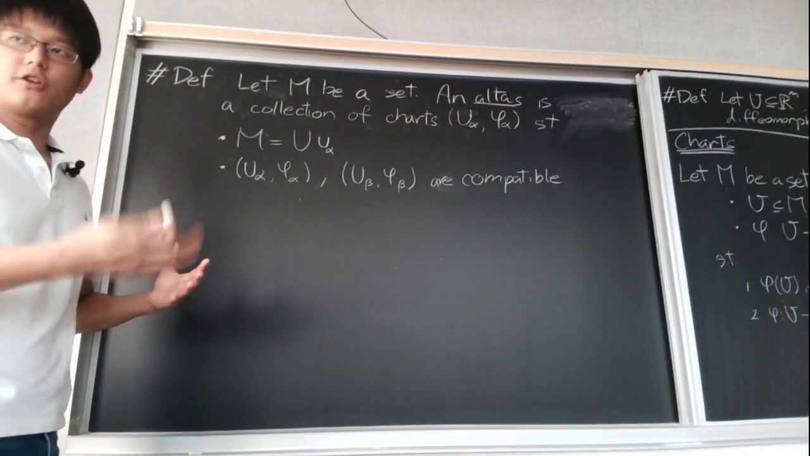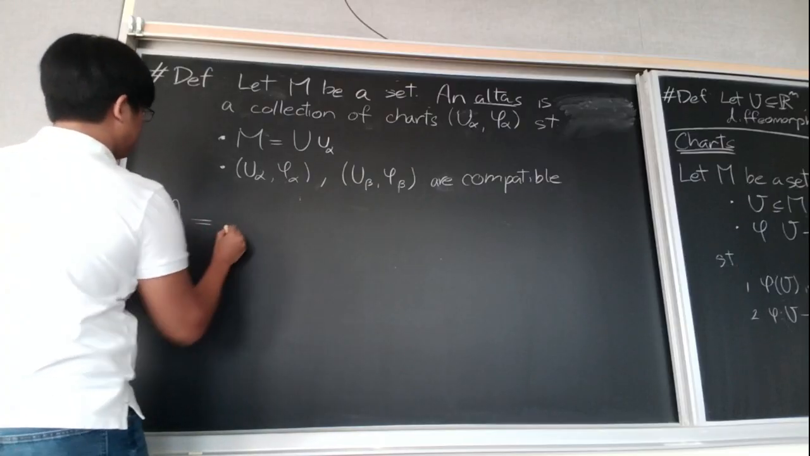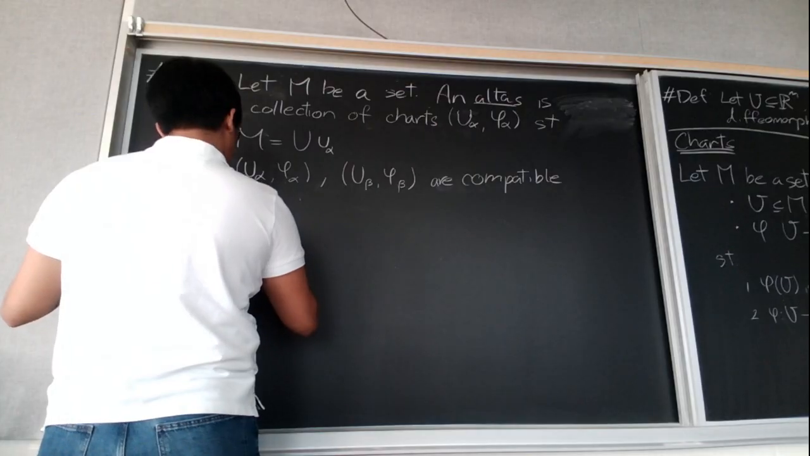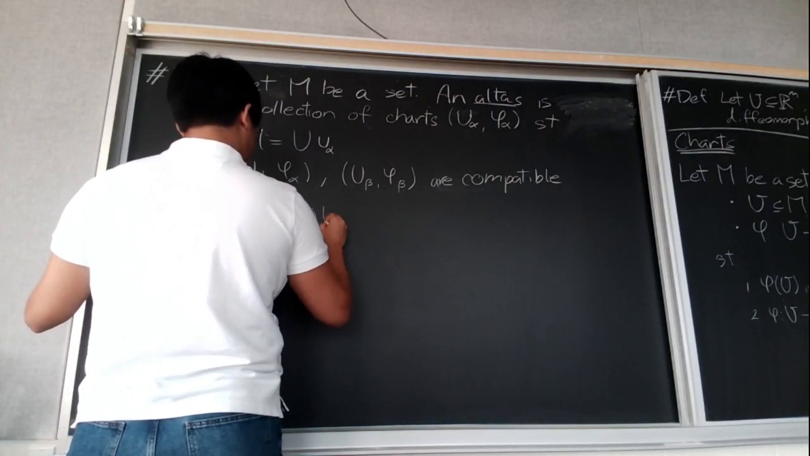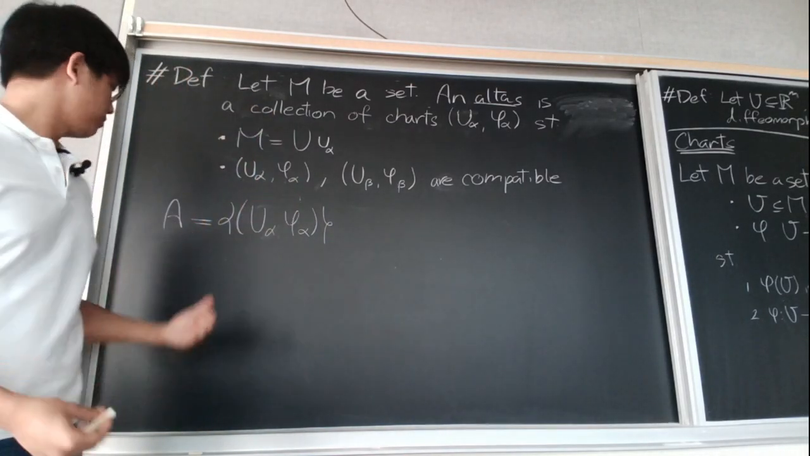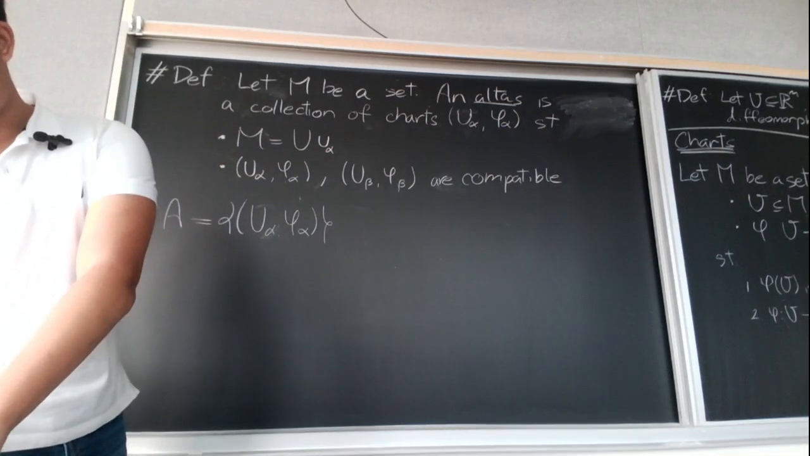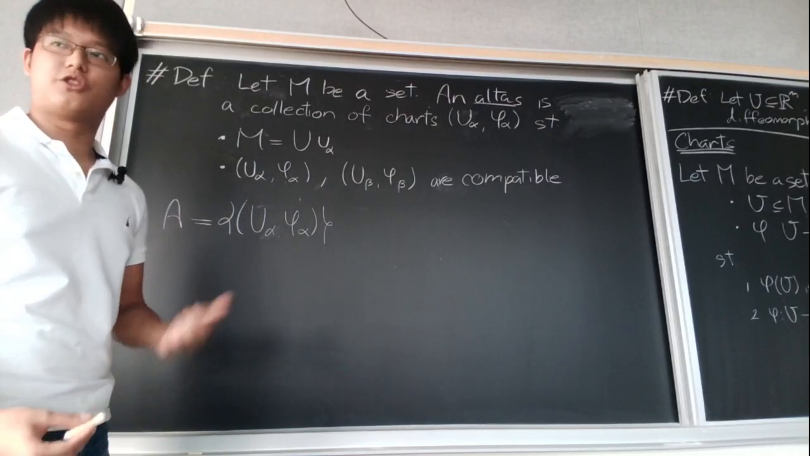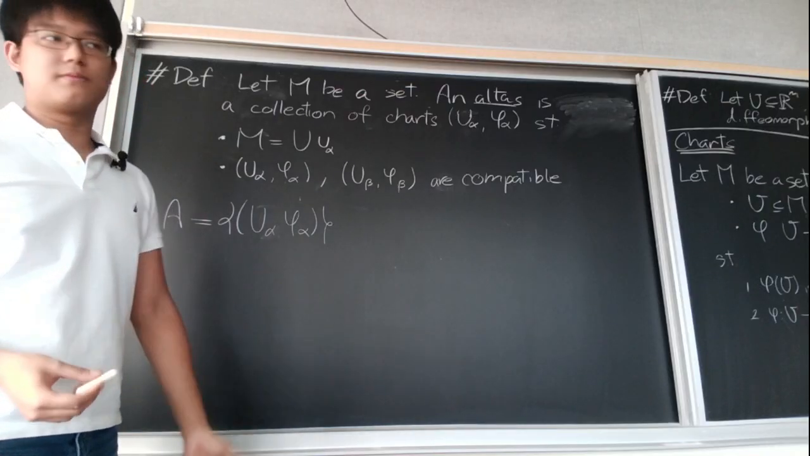You can keep adding charts to your atlas up to the point where it's completed. So if A, our atlas, is equal to some collection of U alpha, you have charts and then you put them in an atlas. We consider it maximal when this is just equal. Rhetorically, when you add all possible charts to your atlas, you get a maximal atlas.